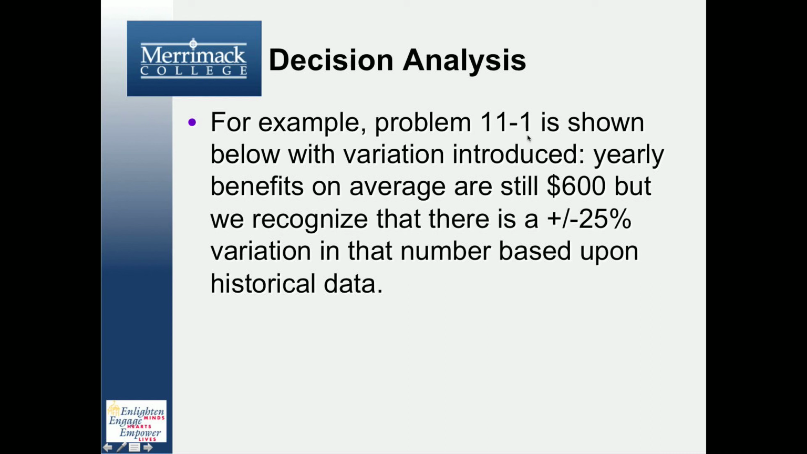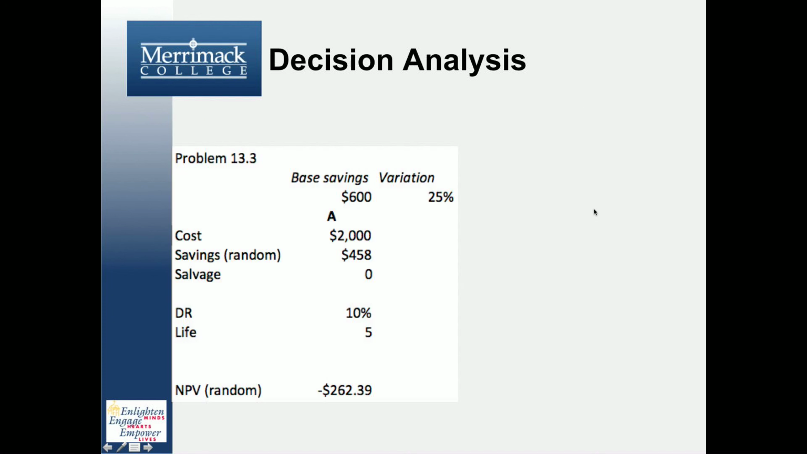From problem 11.1, we were given three alternatives. We had to evaluate them. What if we introduce, and I'll only use one of the alternatives because I'm lazy, some variation to, say, the yearly benefits? On average, the value was 600, and that's the one we used. But what if we could observe in historical data that there's a plus or minus 25% variation in that number? So here is the setup.